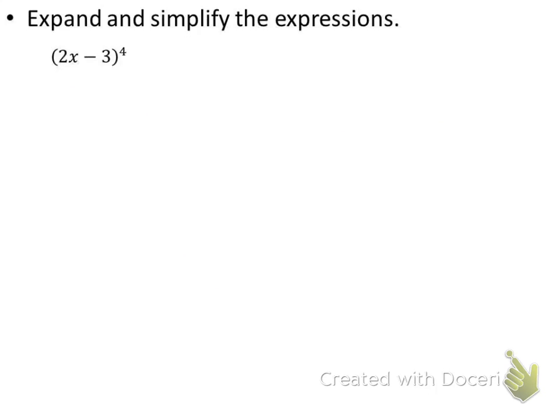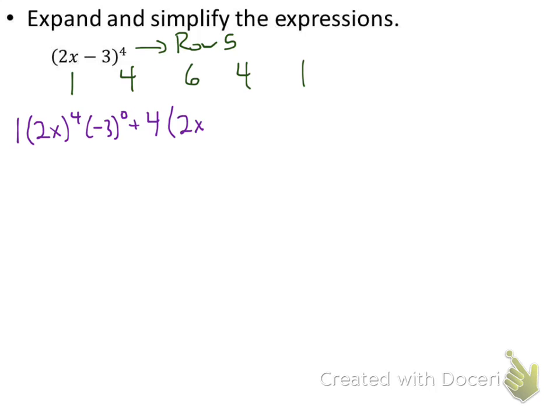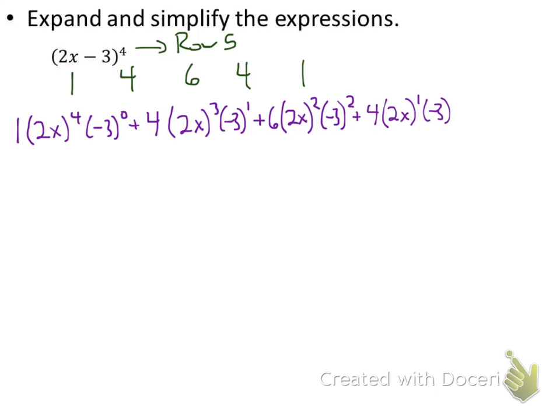Okay, let's add a little bit more to it now. So 2x minus 3 to the fourth. I see the 4, that tells me row 5. The highest exponent is 4, but I'm going to have 5 terms. My coefficients are 1, 4, 6, 4, 1. So here we go. We start with 1 times 2x to the fourth, negative 3 to the 0. 4 times 2x to the third, negative 3 to the first. 6 times 2x squared, negative 3 squared. Plus 4 times 2x to the first, negative 3 to the third, and then plus 1, 2x to the 0, negative 3 to the fourth.